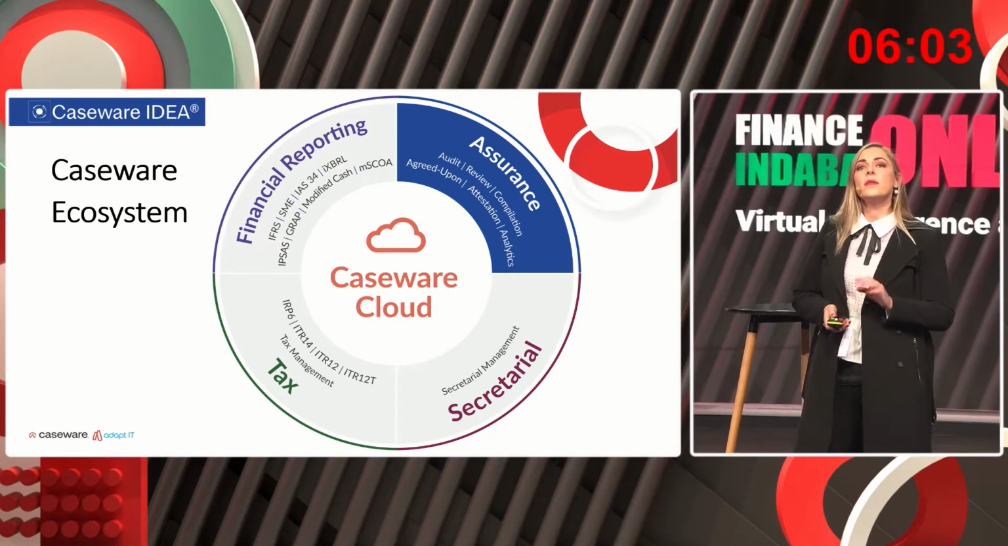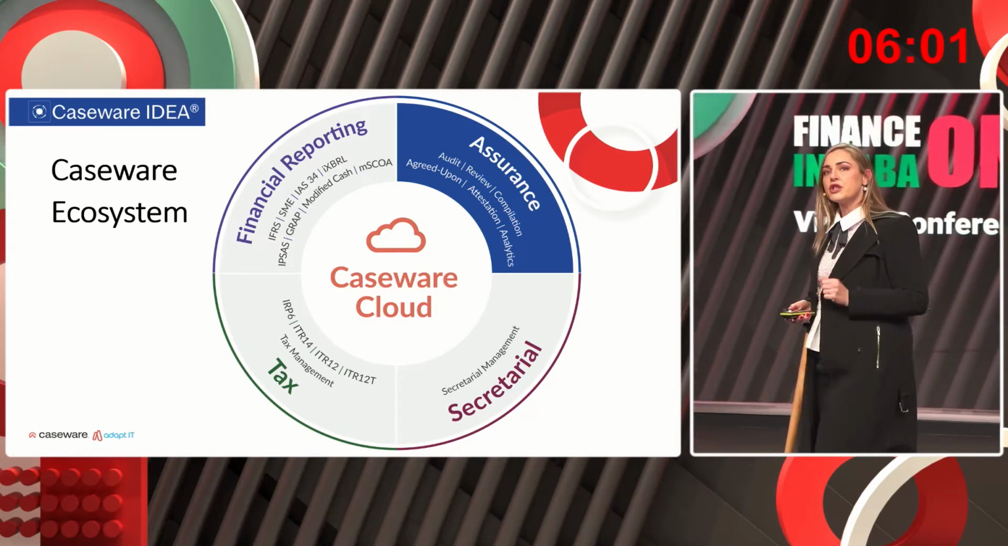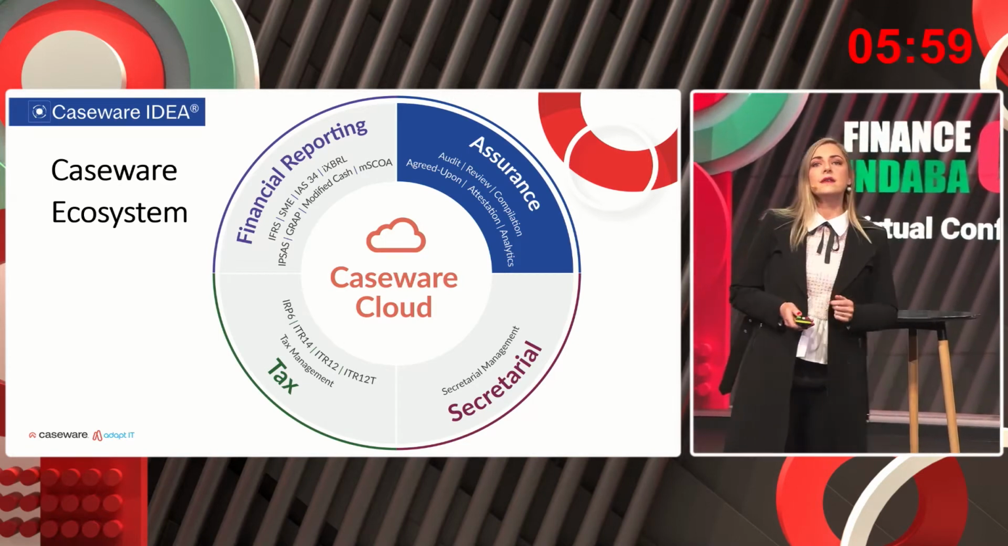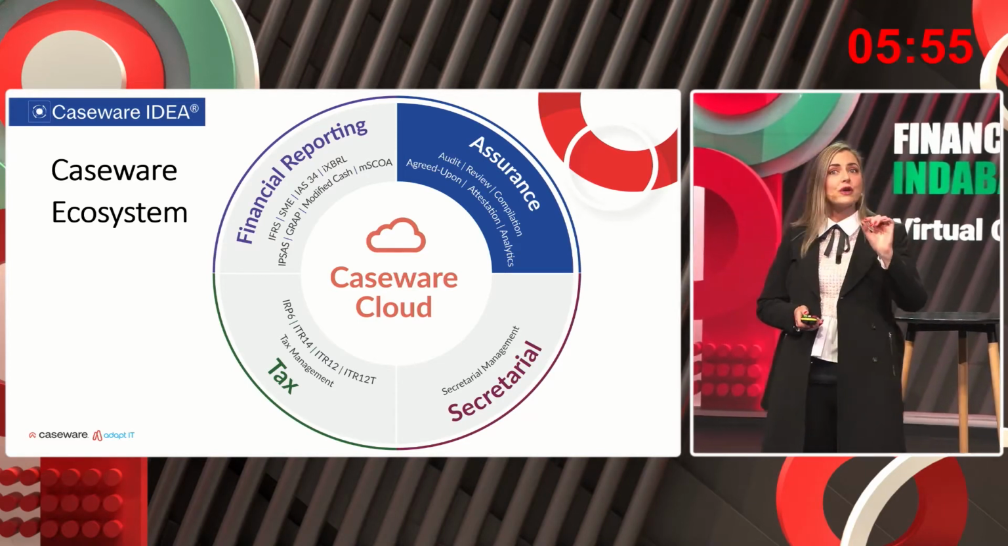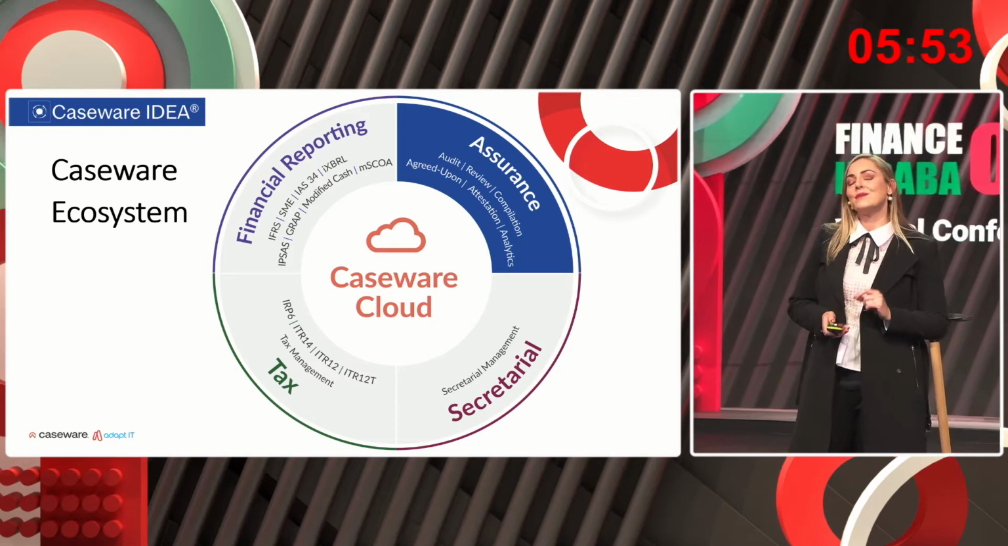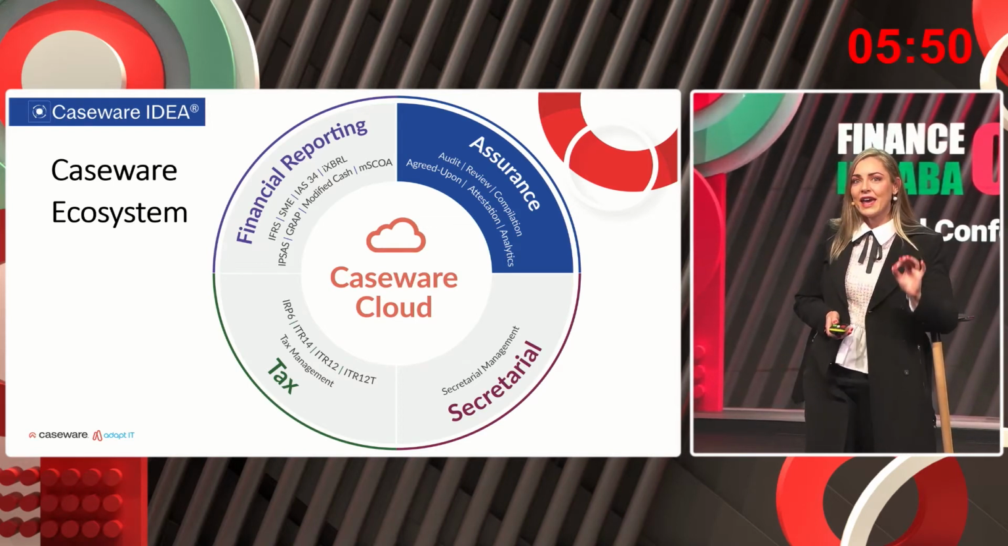The ecosystem has 4 pillars, namely financial reporting, assurance, tax, and secretarial. And today we'll be focusing on the assurance arm of the product suite. And I'm delighted to introduce you today to Caseware IDEA.